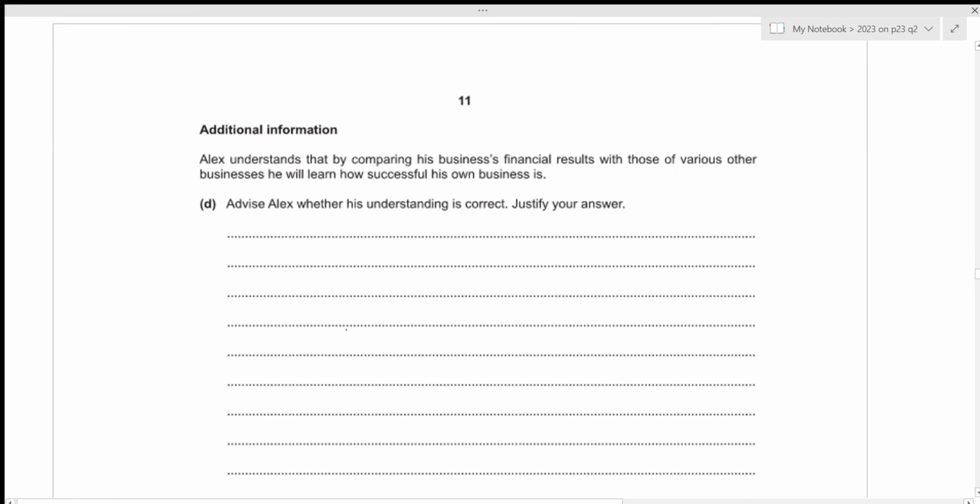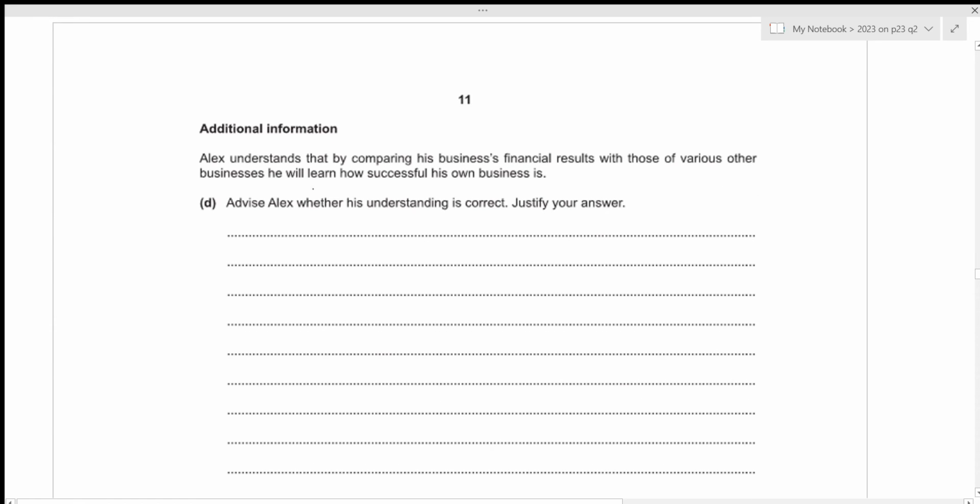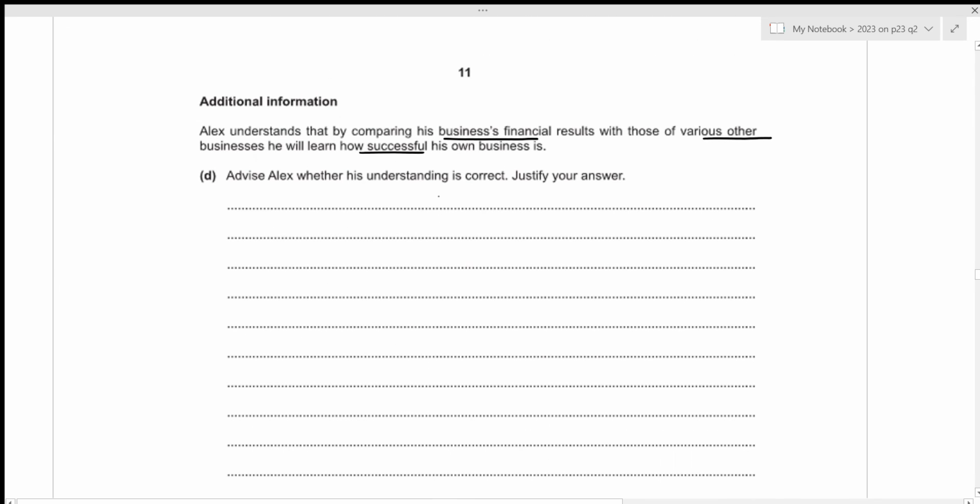Okay. Now we're given additional information. Alex understands that by comparing his business's financial results with those of various other businesses, he will learn how successful his own business is. Now we need to advise Alex whether his understanding is correct. Okay, this is of 5 marks, so we need to write down at least 4 points and give a final decision.